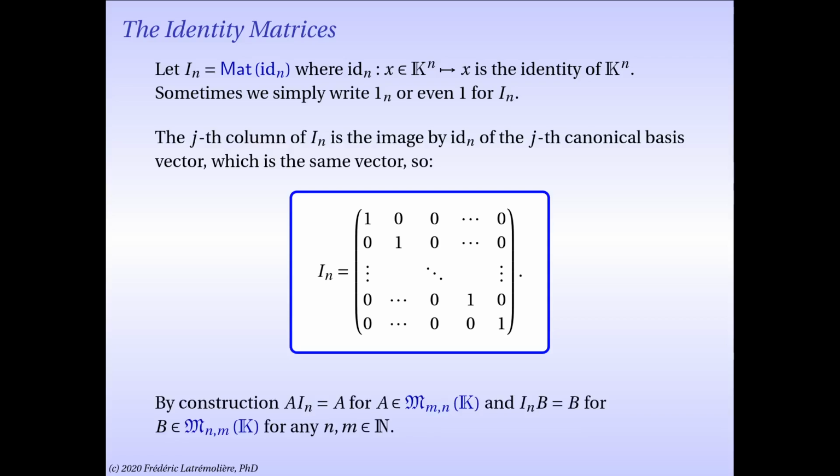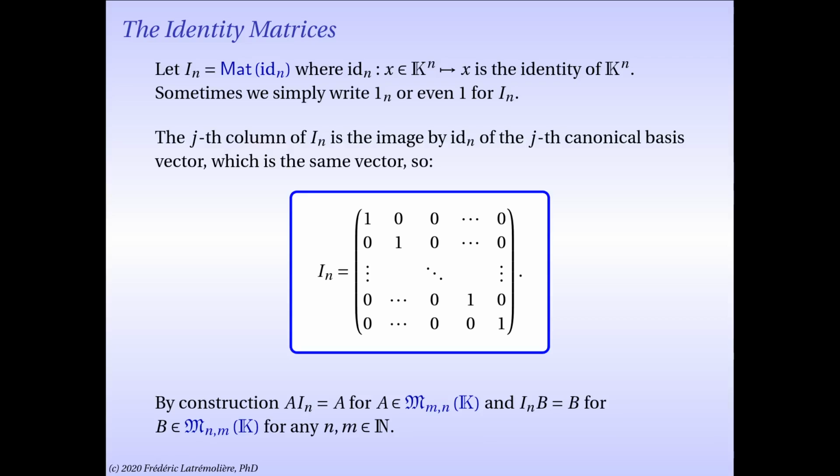By construction, the product of an m by n matrix A and the identity I sub n is A. We could perform the computation by hand, but it is much better to simply observe that A times I sub n is a matrix of the linear function T sub A composed with the identity, which of course is just T sub A, and thus A times I sub n indeed equals A. The same reasoning applies on the left. We simply have to pay attention to the size of the matrices we multiply.